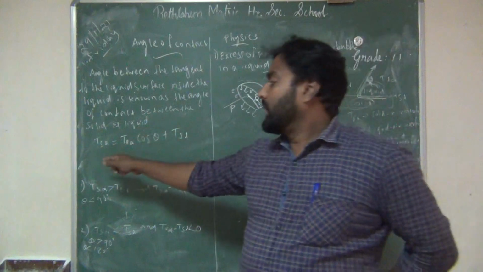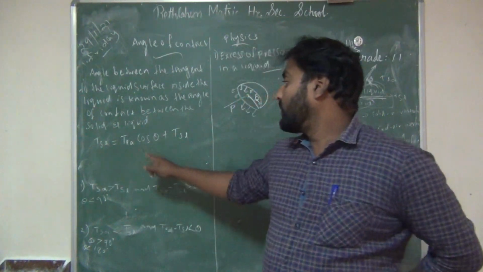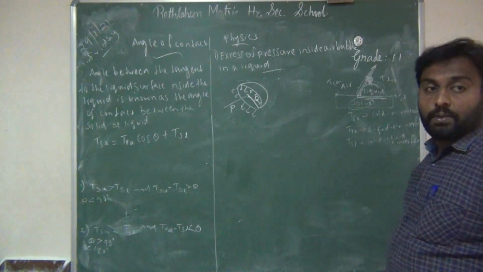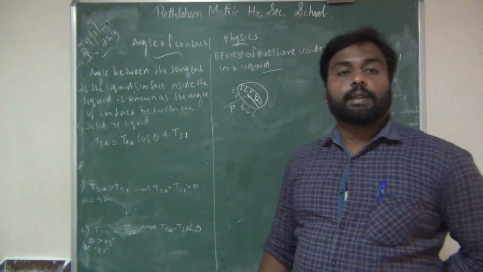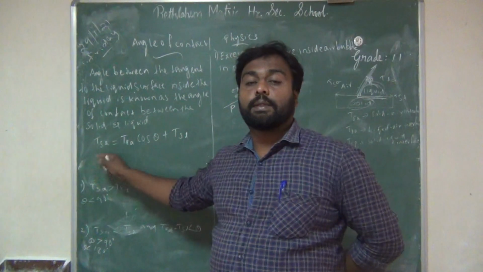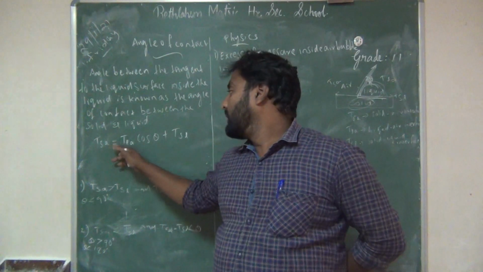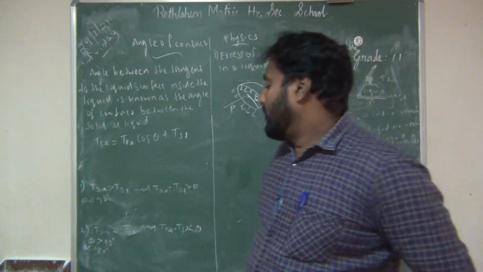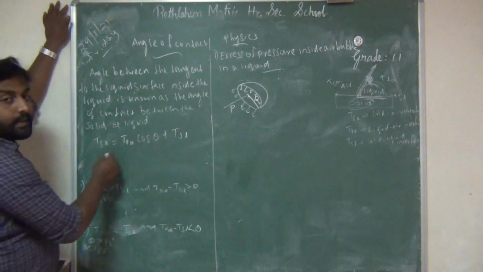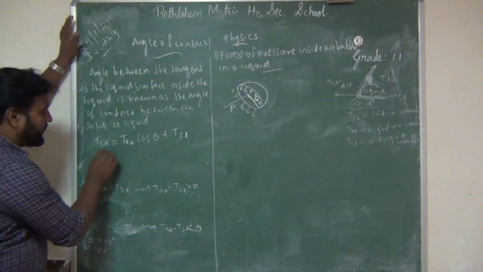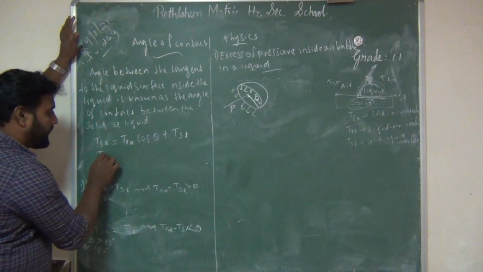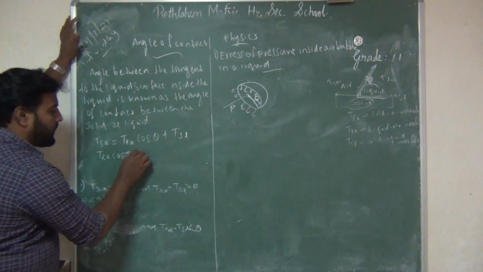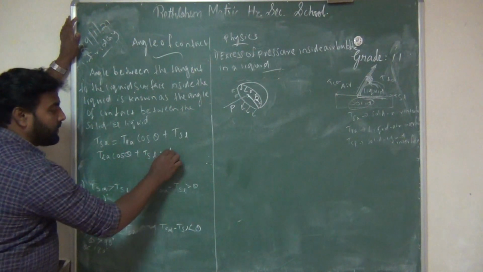Now you see we can write the equation TSA is equal to TLA cos theta plus TSL. Here there is an angle. Surface tension due to the surface, solid and air, liquid and air, solid and liquid. Now we can find out the angle of contact theta by interchanging this equation. We can write TLA cos theta plus TSL equal to TSA.